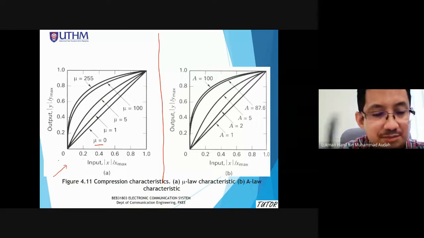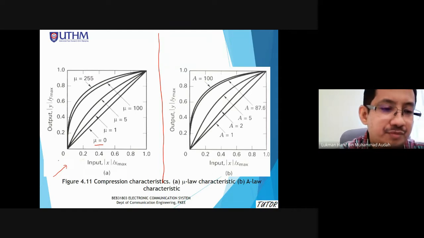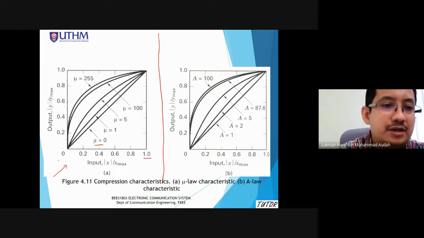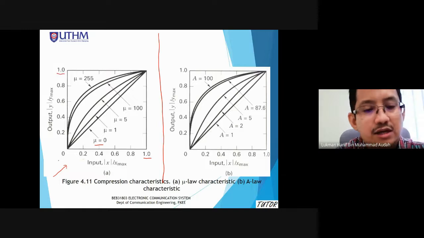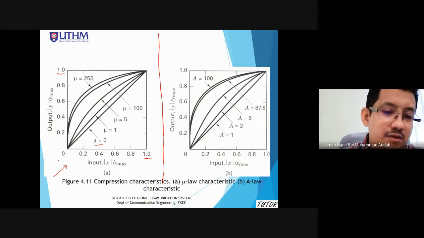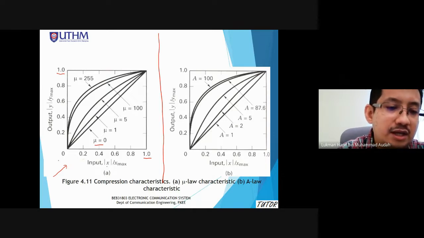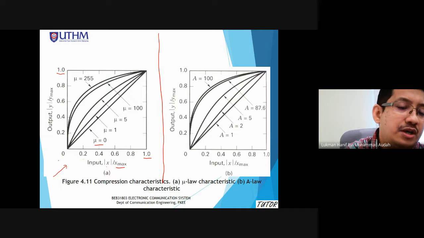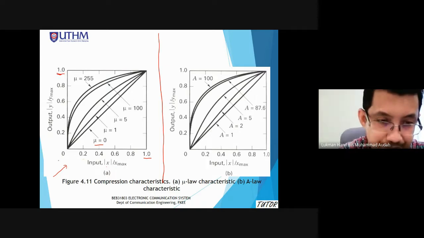So konsepnya lebih kurang sama. Di sini adalah input versus output. Okay, dan kalau you lihat, maximum input dan output adalah 1. Ini merujuk kepada normalized input and output. Normalized bermaksud nilai input dibahagikan dengan nilai maksimum daripada input. So kita dapat normalized. Sama juga dengan output, kita akan produce normalized output.